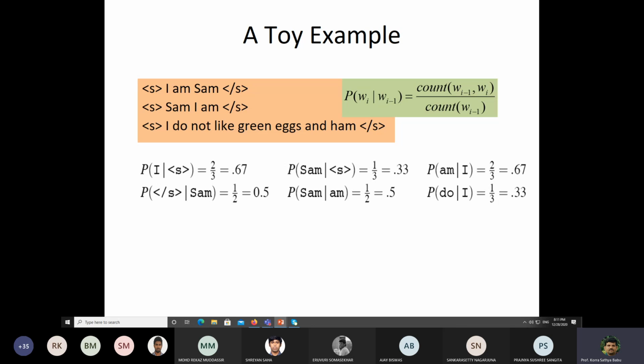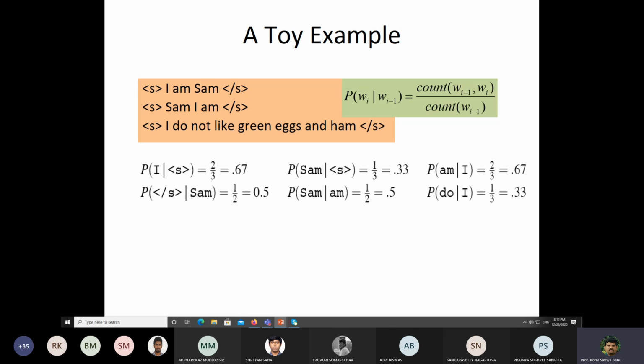Now the third one is. Sir, yes, please. Suppose in one of the sentences, just hypothetically, if it was something like I am Sam, I am, then what would have been the probability? Okay, check. In a single sentence, if I am occurs, it will be taken into consideration as one only, because here we are taking it as an individual sentence.